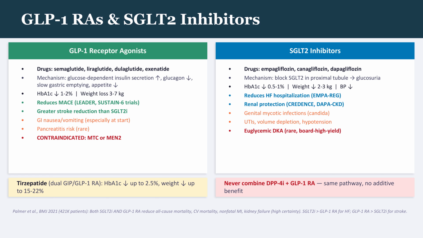Side effects: Genital mycotic infections, think vulvovaginal candidiasis, are very common. UTIs, volume depletion, and the board favorite, euglycemic DKA, where a patient on an SGLT2 inhibitor develops ketoacidosis despite relatively normal glucose levels. Finally, tirzepatide is the newest player, a dual GIP and GLP-1 receptor agonist that outperforms both drug classes for HbA1c reduction and weight loss. Never combine a DPP-4 inhibitor with a GLP-1 RA. They work on the same incretin pathway, and there's no additive benefit.